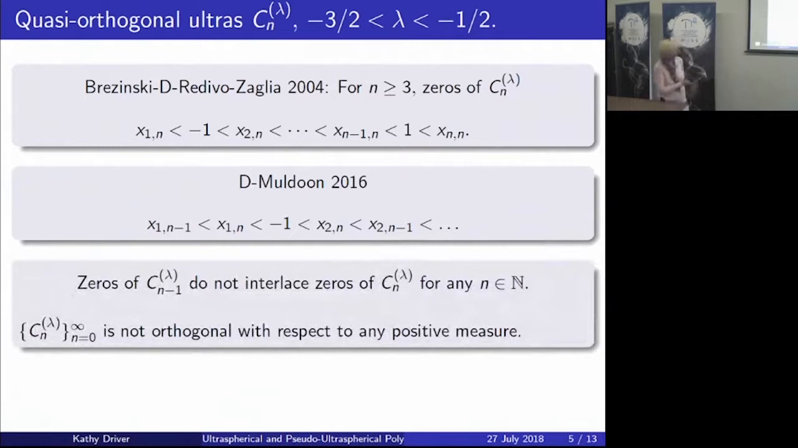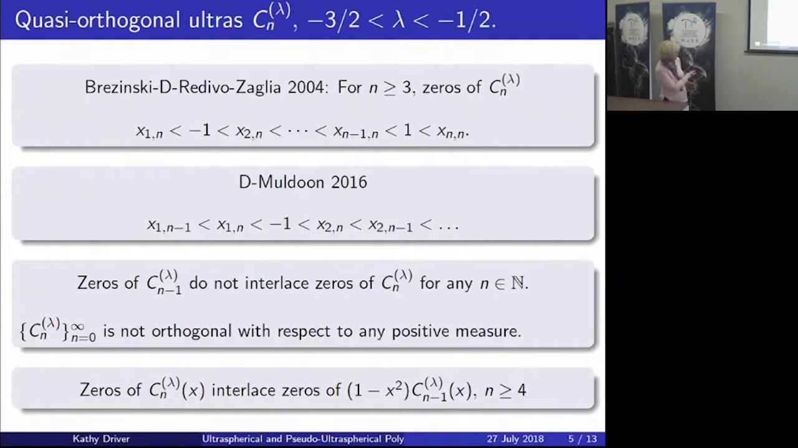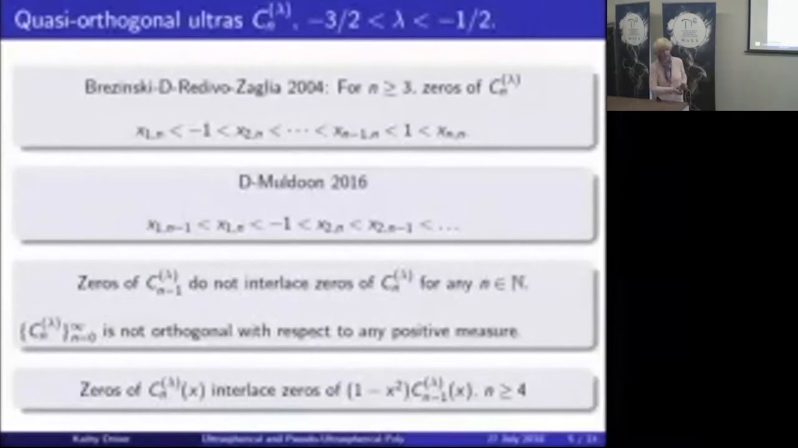So you definitely don't have interlacing within the pure sequence of quasi-orthogonal polynomials, but as we'll see, if you add one to the polynomial of degree n minus 1, this one's now got degree n plus that. So that's got degree 2 more than n minus 1, and this is a polynomial of degree n. You can see quite clearly the way in which we proved these results was by using what are called mixed three-term recurrence relations, which allow you to vary the parameter as well as the degree of the polynomial.